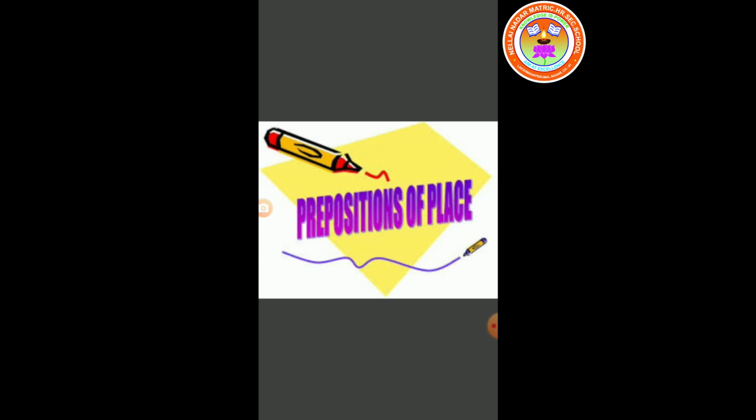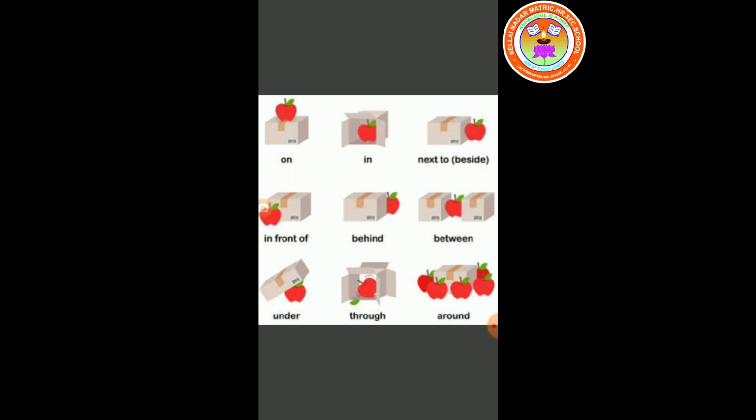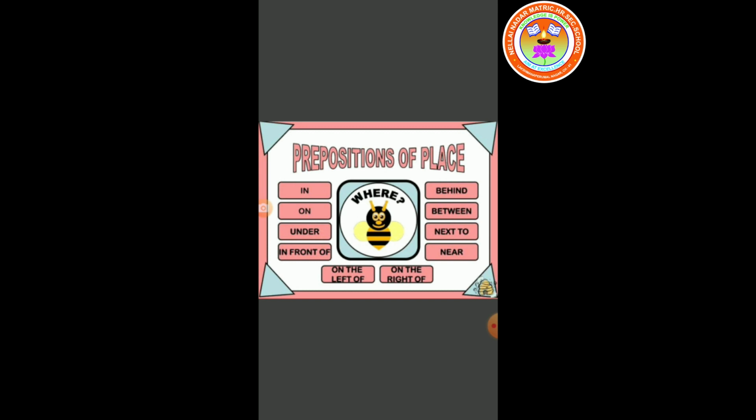First, we will see the prepositions of place. These prepositions are used to indicate the location and come before a noun or a pronoun. These include in, on, between, behind, under, over, near, etc. In simple terms, prepositions of place answer the question of where. Let us see the example.